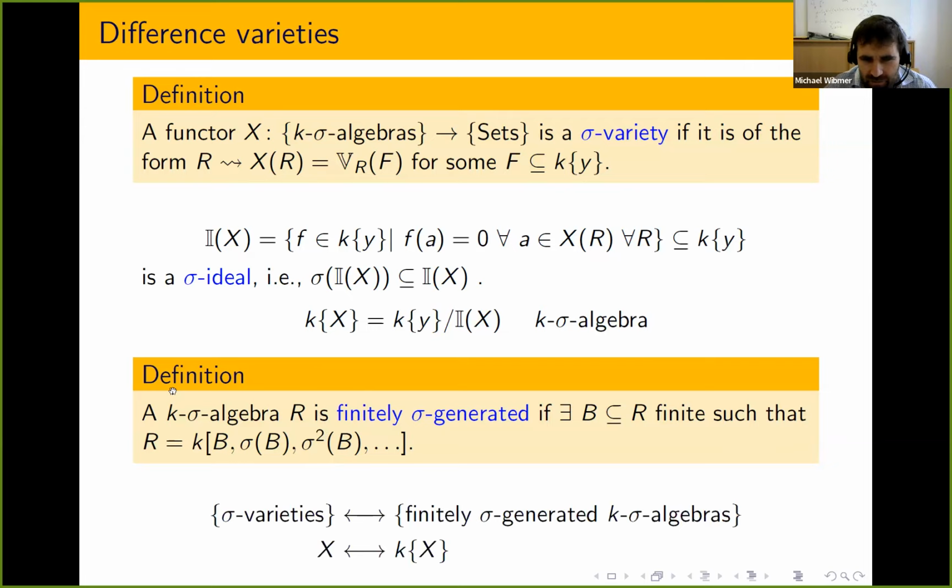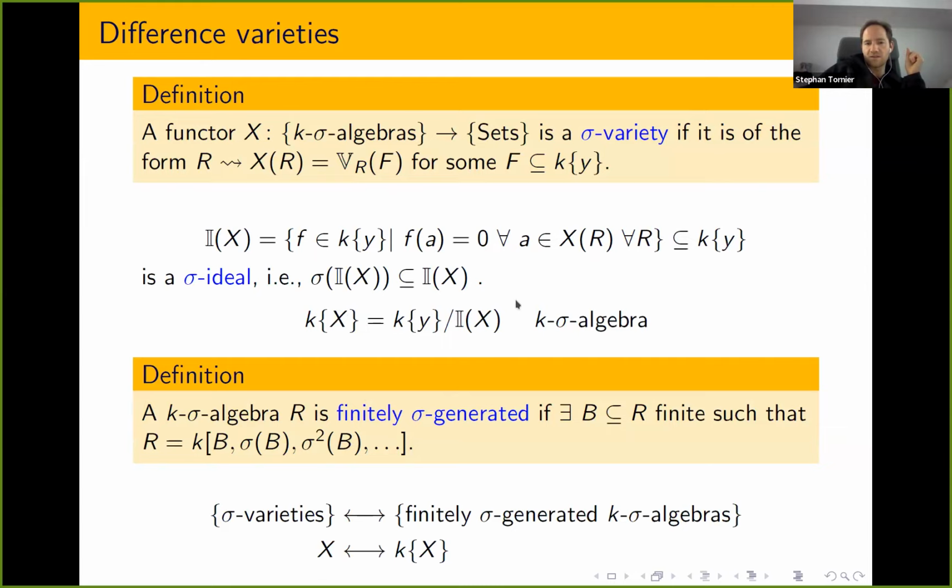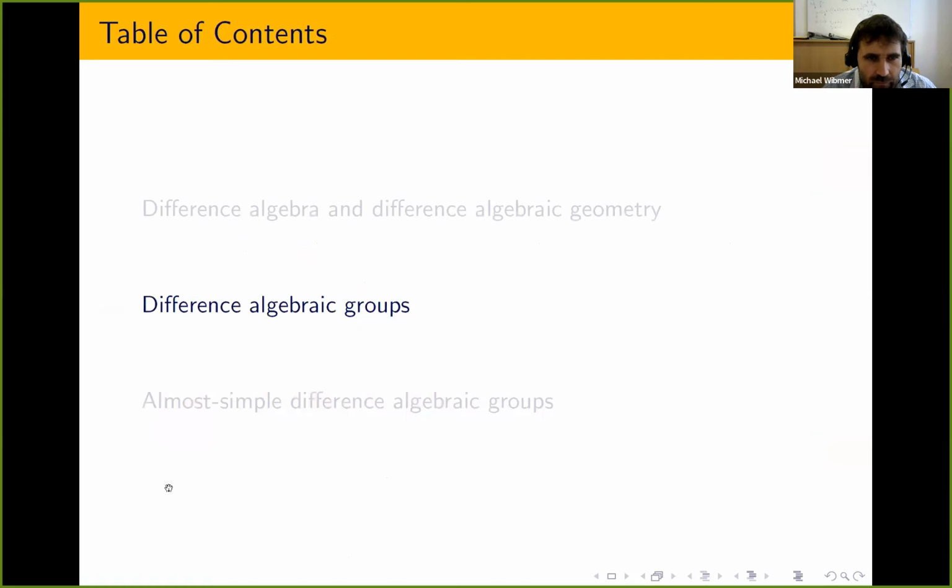Okay, and so then there is an equivalence of categories between difference varieties. Did you just mute yourself somehow, Michael? Okay, sorry, I'm back again. Maybe the video is gone. I was just trying to move this black thing here out of my way. I think I muted myself. Okay, I think it's fine.